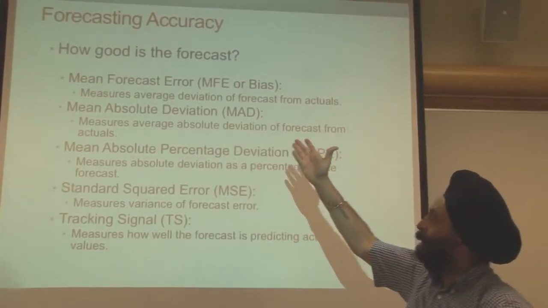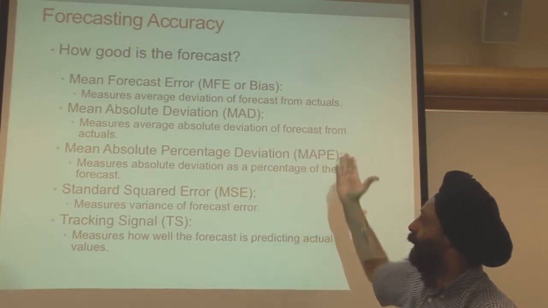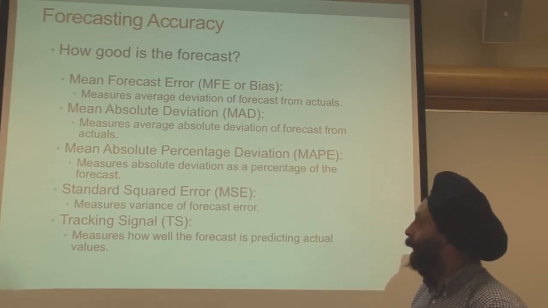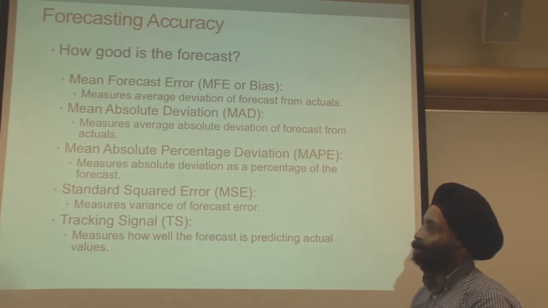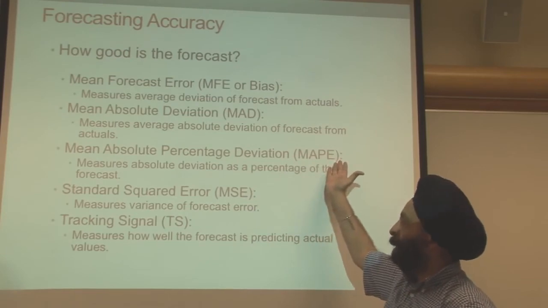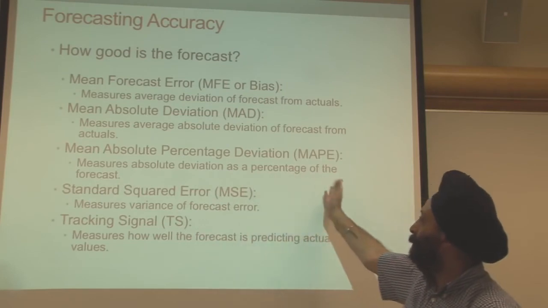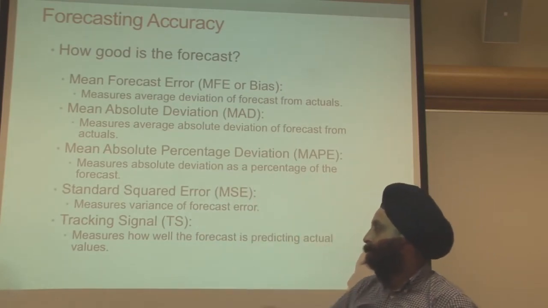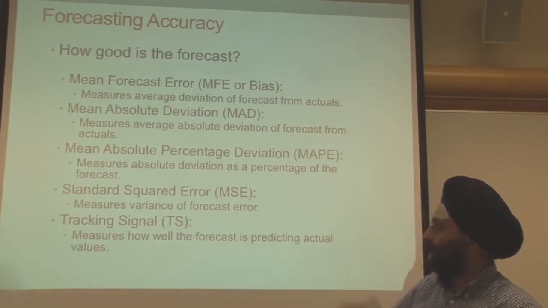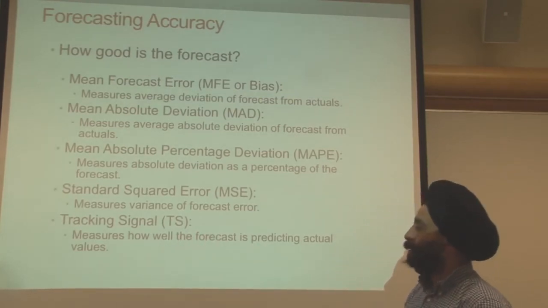Mean forecast error, MFE or bias, which measures average deviation of forecast from the actual data. Then you have mean absolute deviation, which measures the average absolute deviation of forecast from actuals. Mean absolute percentage deviation, MAPD or MAPE, mean absolute percent error, measures mean absolute deviation as a percentage of forecast. And then one can easily calculate standard squared error, which is used in regression or variance calculation. And then tracking signal, which measures how well the forecast is predicting actual values.